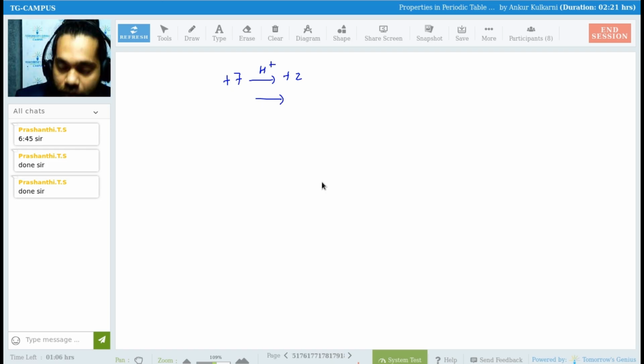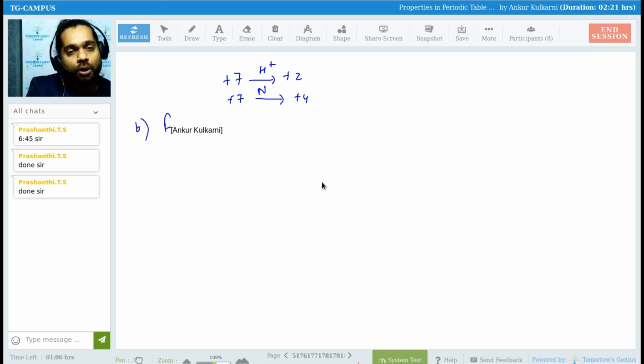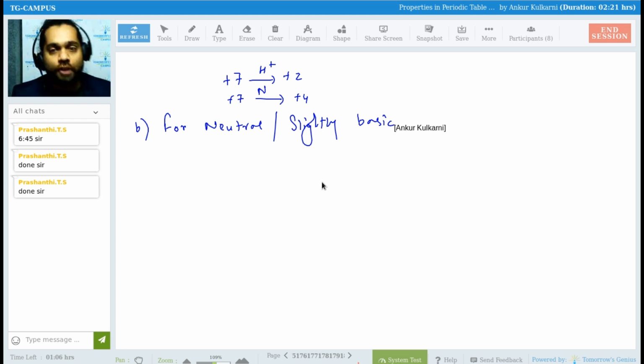Similarly, in neutral or slightly basic, it will go from plus 7 to plus 4. Same thing again and again. Look over here. What is happening? You have MnO4 minus. Suppose I am reacting now. We are doing for neutral or faintly alkaline solutions, slightly basic solution. Okay. So what will happen over here?